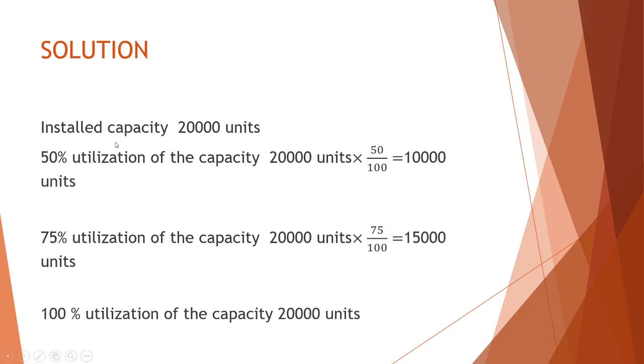So the installed capacity is 20,000 units. So 50% utilization of the capacity, that is 20,000 units into 50 by 100 is equal to 10,000 units. 75% utilization of the capacity, 20,000 units into 75 by 100, that is 15,000 units, and 100% utilization, which means the full capacity, 20,000 units. Now we will prepare the statement of income and find out the operating leverage.